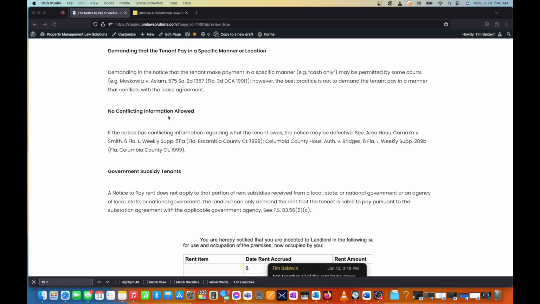As a general rule, we don't add any specific requirements as to how they pay, because we expect them to pay through the online portal, which is how we require them to do so in the lease agreement. So as a rule, we're really not going to change the manner in which we require them to pay the rent. But if there ever is a situation where, for an example, we turned off the online payment feature for whatever reason, then we would need to notify them that they are to deliver the payment to our office.